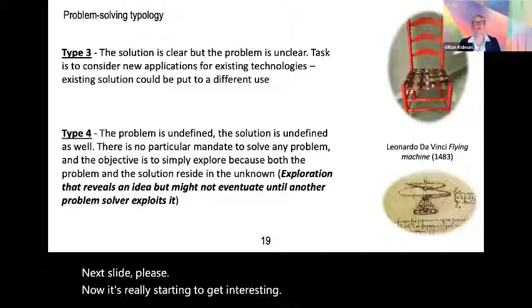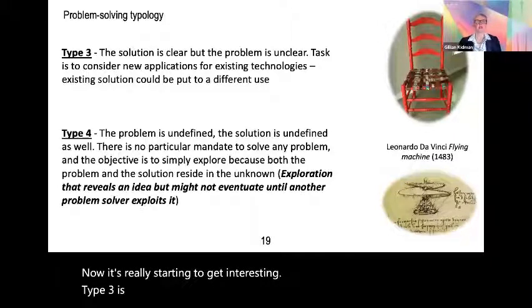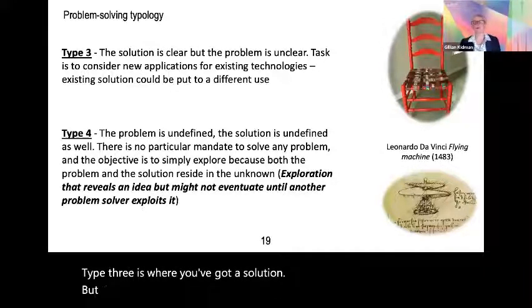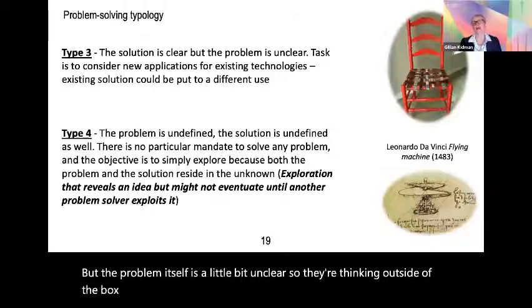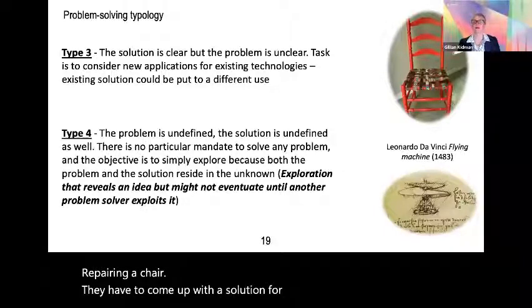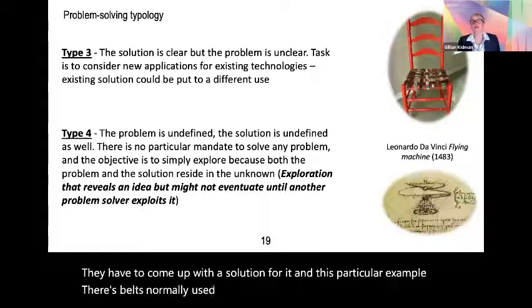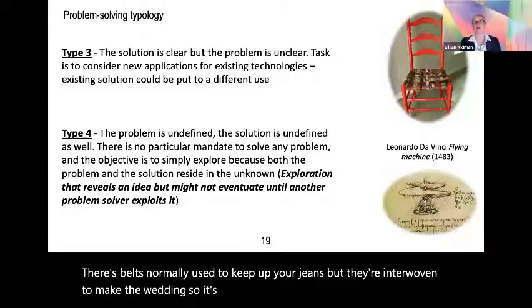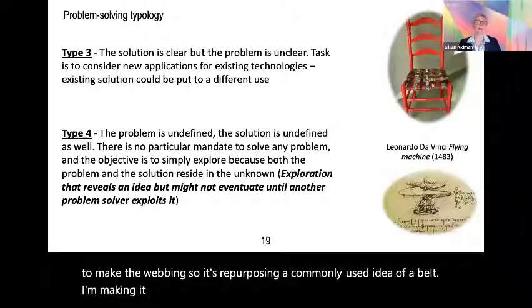Type 3 is where you've got a solution, but the problem itself is a little bit unclear. So they're thinking outside of the box. And an example here is repairing a chair. They have to come up with a solution for it. And for this particular example, there's belts, normally used to keep up your jeans, but they're interwoven to make the webbing. So it's repurposing a commonly used idea of a belt and making it into the seat of a chair.